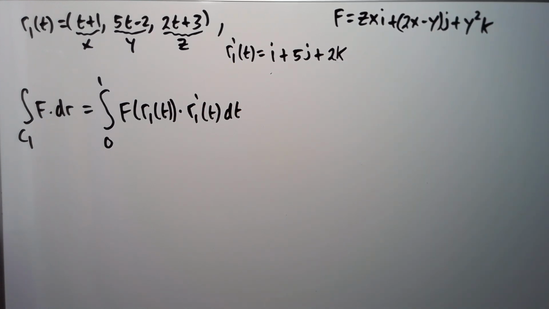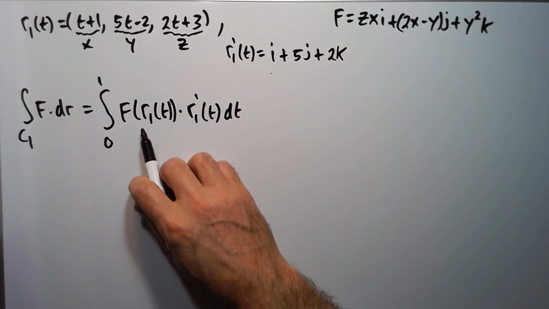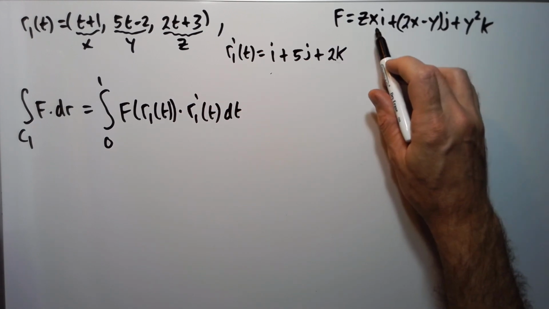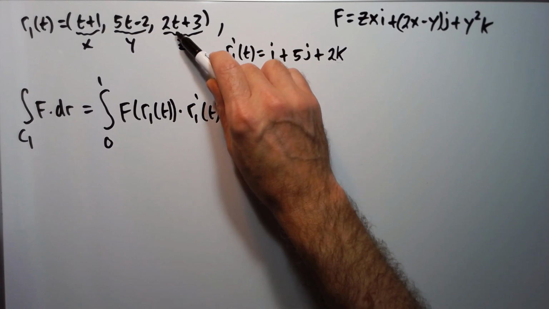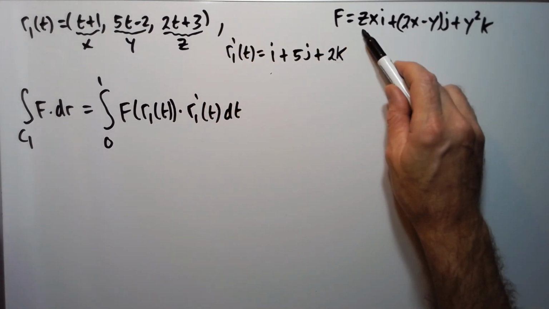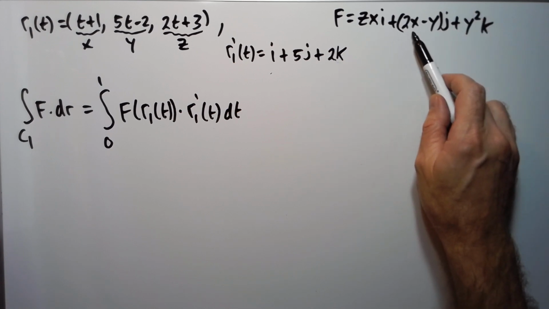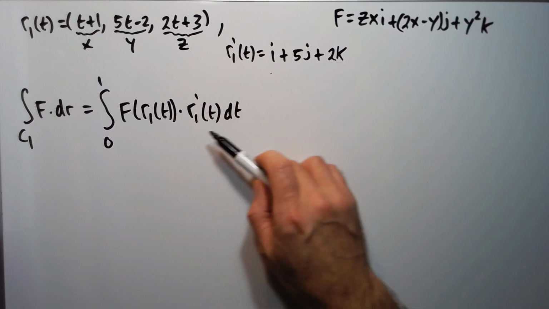Okay, so let's keep going here. Let's look now at F composed with R1. Here's my F up here. I have a z, x, but now z is going to be 2t plus 3, which you're going to put in place of z. For x I'm going to write t plus 1, and then the same all the way across here. So let's do that down here.